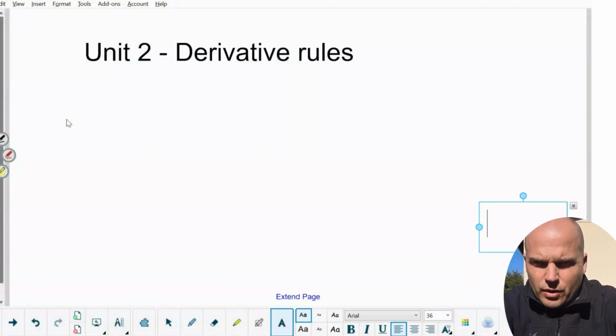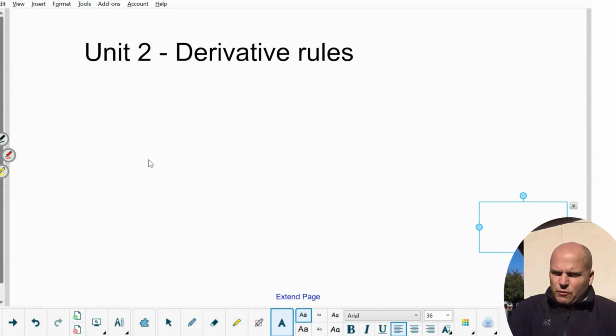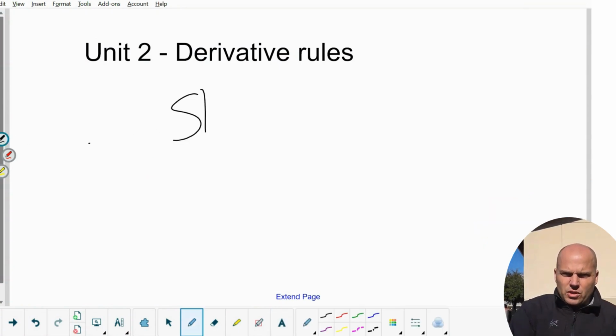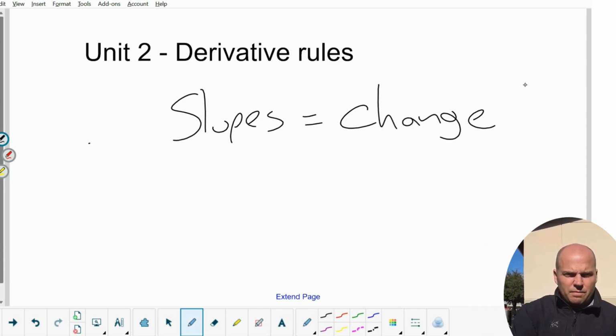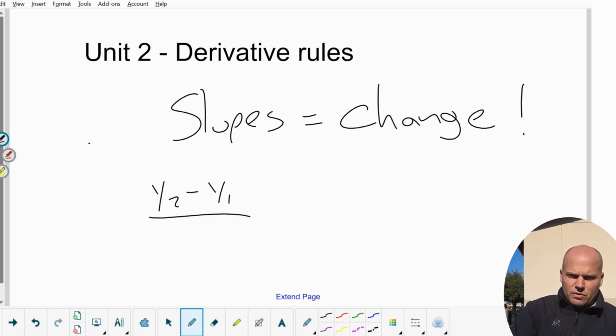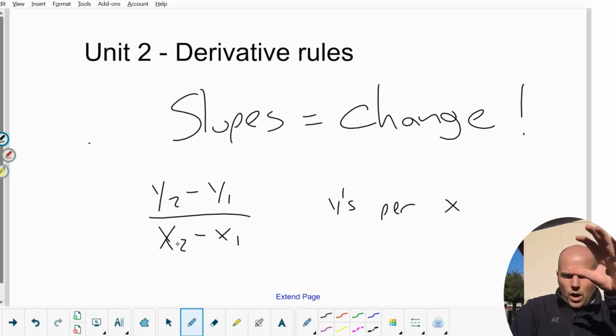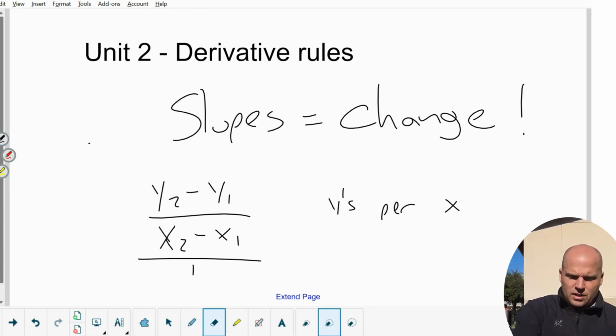All right, next up is derivative rules. When we first introduced slopes, they equaled how quickly things are changing. We started with just our simple slope of a function, where you take the difference of your y's and divide it by the difference of your x's. You get this y's per x idea. If you divide the two, you can have y's per 1 x. So this is an average rate of change.